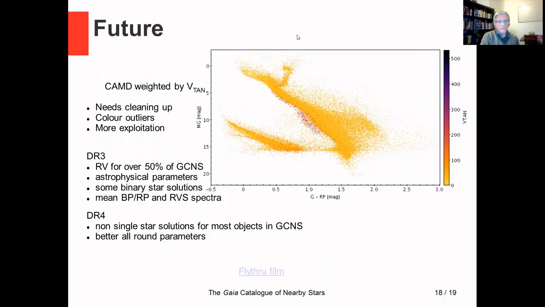Eventually, with DR4, when we will have the full astrometric data set available from the mission, we will learn about non-single stars in the solar neighborhood within 100 parsecs for essentially the full catalog. And this information will also be used to improve the astrophysical parameters and all the information content available in the catalog.